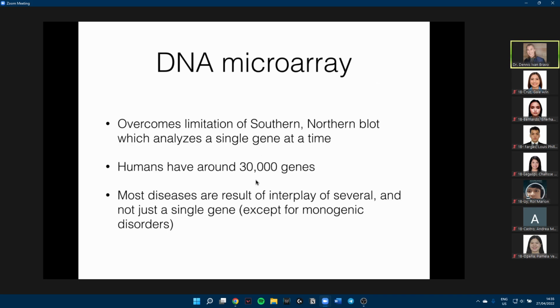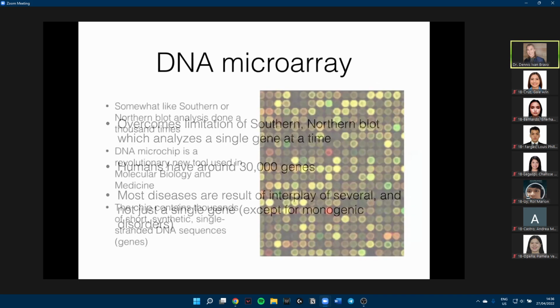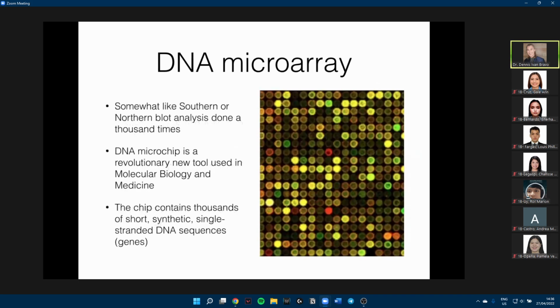And most of the common diseases like hypertension, diabetes, heart disease, and so on are the result of mutation and interplay of several genes and not just one. So if you're going to use Southern and Northern blot to analyze those 1,000 genes simultaneously, well, one lifetime would not be enough. So you need to have a tool that can analyze them simultaneously. This is where microarray will come in. So this is somewhat like Southern and Northern blot, but done 1,000 times on a single DNA microchip.